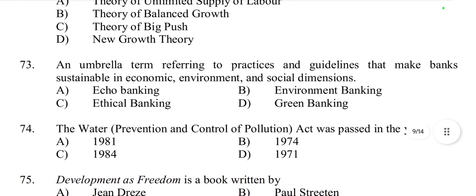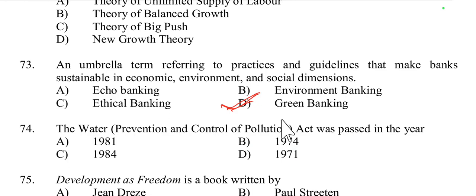Then question number 73, an umbrella term referring to practices and guidelines that make banks sustainable in economic, environment and social dimensions is called as eco banking, environment banking, ethical banking or green banking. It is called as green banking. Option D, green banking, because green banking refers to sustainable banking practices that include environmental risk management, energy efficient financing and promoting green products.